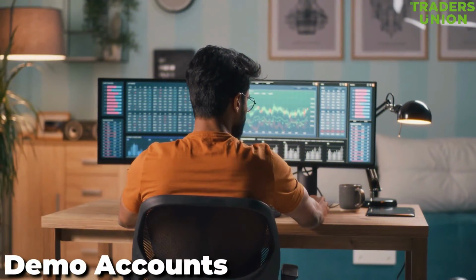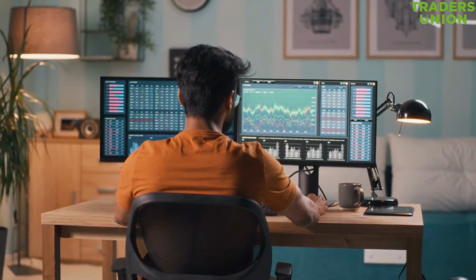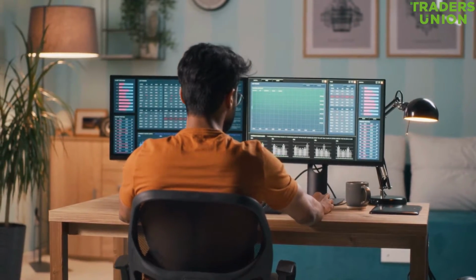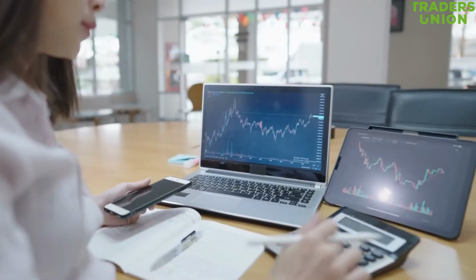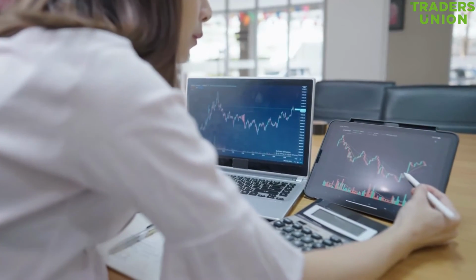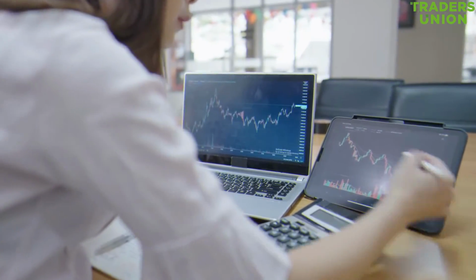Demo accounts are available for you to test out all of them and determine which one works best for you. First and foremost, you need to put a stop to the mounting losses and assess the opportunities for expanding profits.